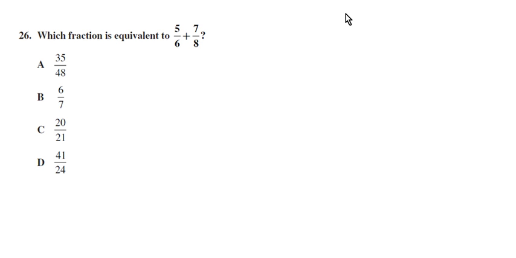Now, moving on to question 26. It says, which fraction is equivalent to 5 over 6 plus 7 over 8? So remember, whenever you're adding fractions, the denominators must be the same. You have to make them the LCD. So what's the LCD here? I want to make these numbers the same. I don't want to repeat common factors.